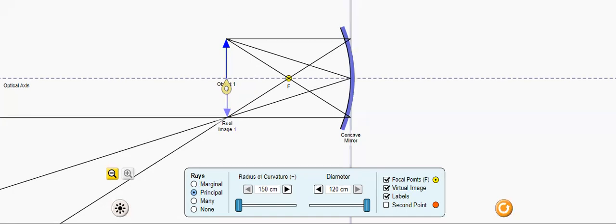The properties of image are, it is formed at C. Okay. The first property is that it is below the principal axis. It is inverted. And it is the same size as the object. So object size and its image size are equal. So same size.